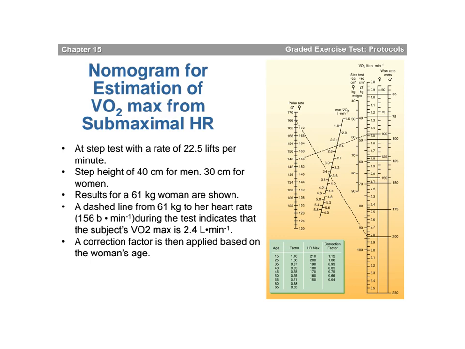So the first thing we do is we look for the woman's weight. So here it's 61 kilograms. We put in her, at the end of 6 minutes, her beats per minute, which is 156 beats per minute. And then we draw a line, and then we find the VO2 max. It's 2.4 liters per minute. Let's assume she's 25. We'll go down here. We see the correction factor is 1. Therefore, we know that her VO2 max is actually 2.4 liters per minute.